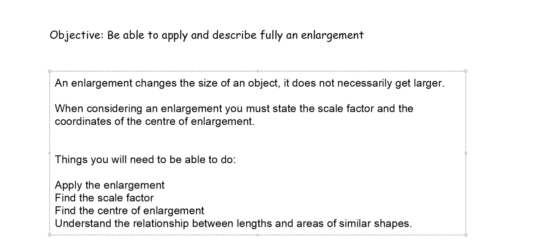Understand the relationship between lengths and areas of similar shapes. So when you apply an enlargement, you have a similar shape. When you apply a translation, you get a what type of shape? Congruent. Good. If you do a reflection, you end up with a congruent shape. Still congruent. If you do a rotation, you end up with a congruent. Are congruent shapes similar shapes? Yeah, they are. We just call them congruent. They are still similar. But enlargements are not congruent because they're larger or smaller.